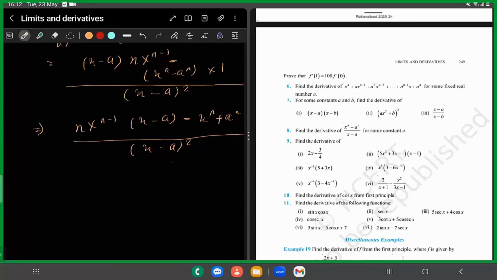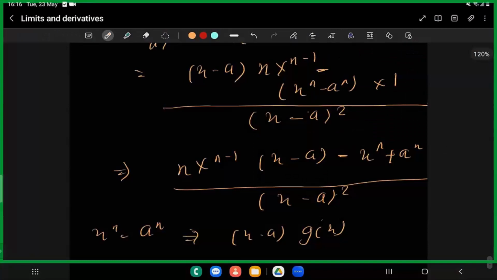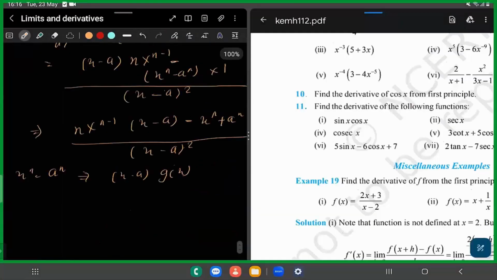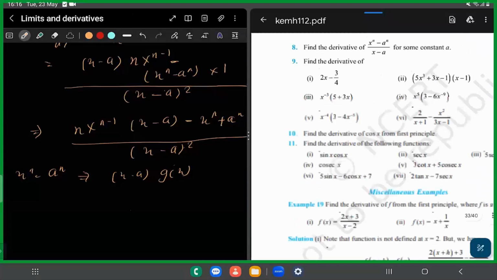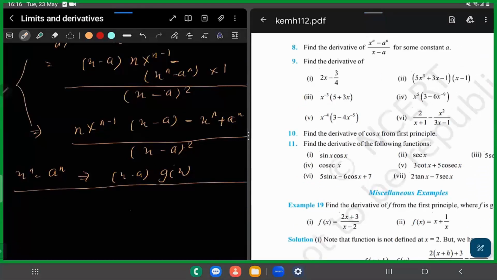But you can also do it this way: you may expand x to the power n minus a to the power n in terms of x minus a into some function g(x). So that was another way you can solve this question, but that is the easiest method.